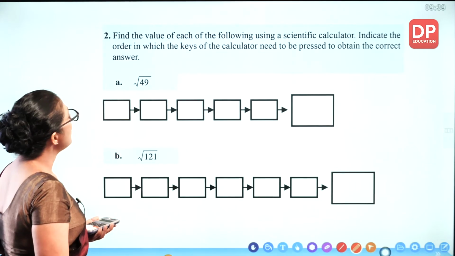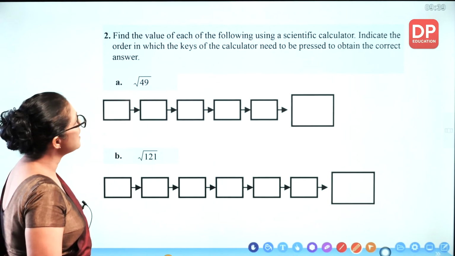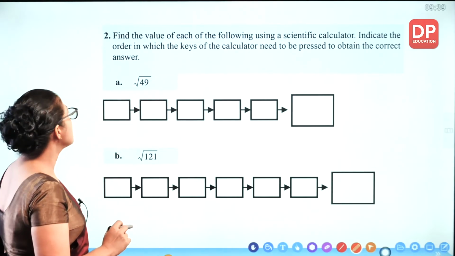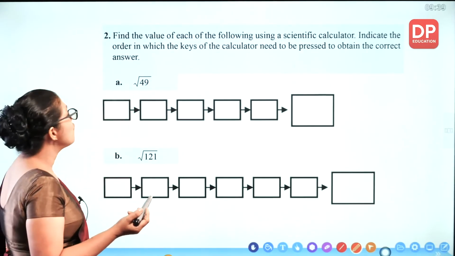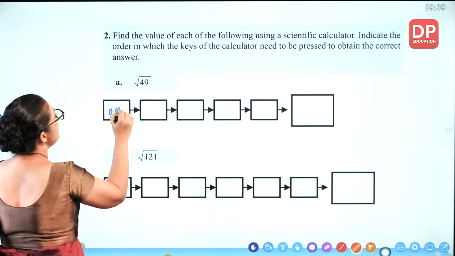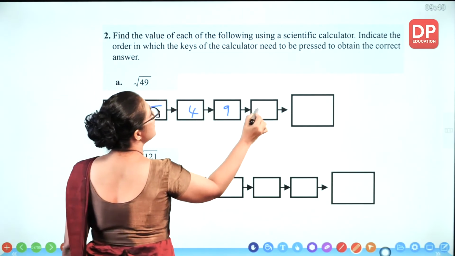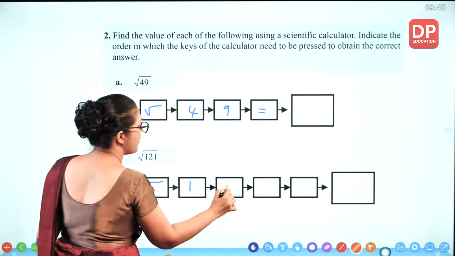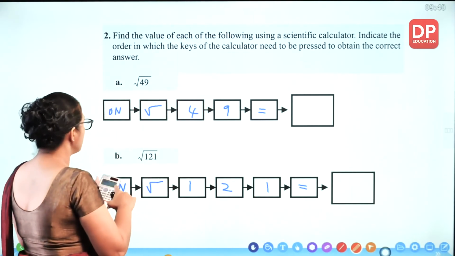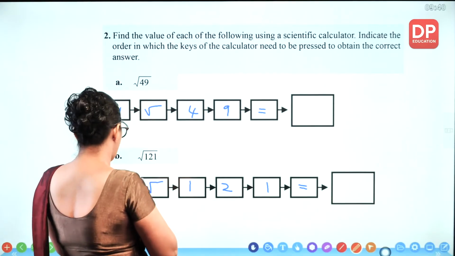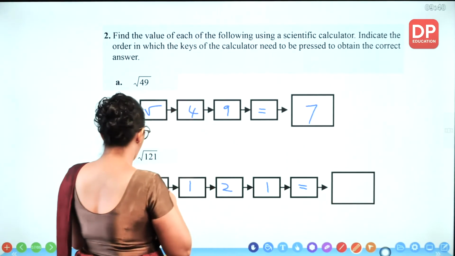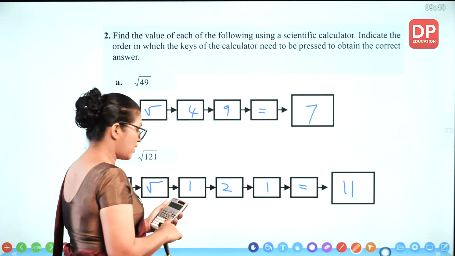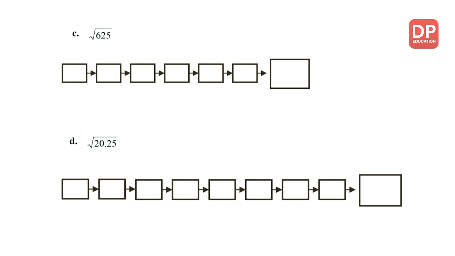Question number 2. Find the value of each of the following using a scientific calculator. Indicate the order in which the keys of the calculator need to be pressed to obtain the correct answer. So square root of 49. This one, switch on the calculator, square root of 121. So square root of 49, you already know that's 7. Square root of 121, you already know that's 11. So you can check it using the calculator.